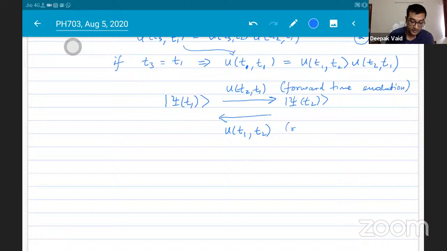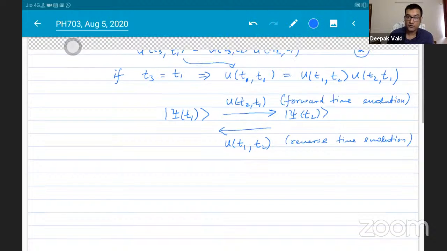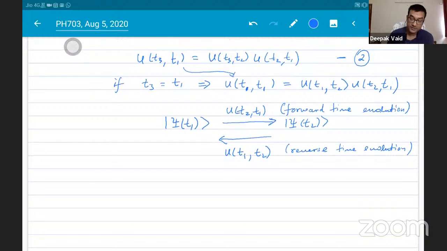And this one is reverse time evolution, reverse or backwards time evolution, right? So you can make your clock run in one direction or in the other direction. If you reverse the direction of your clock, what happens? How do you express that?